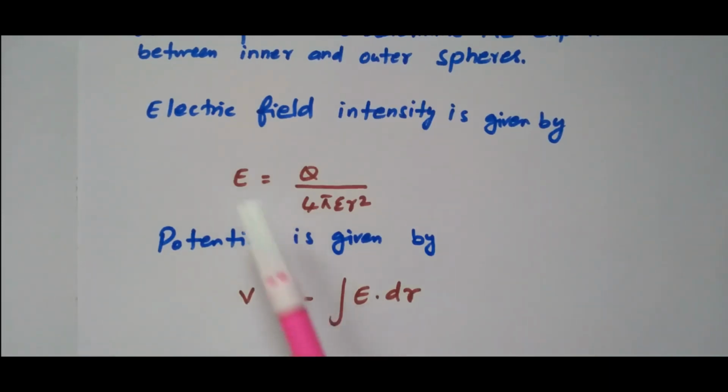The electric field intensity is given by E equals Q divided by 4 pi epsilon r square. That is the general formula, and for the sphere we can take it as it is. The potential is given by the relation between potential and electric field, V equals minus integral E dot dr. Here dr is taken in between the inner and outer sphere, considering one radius between them.